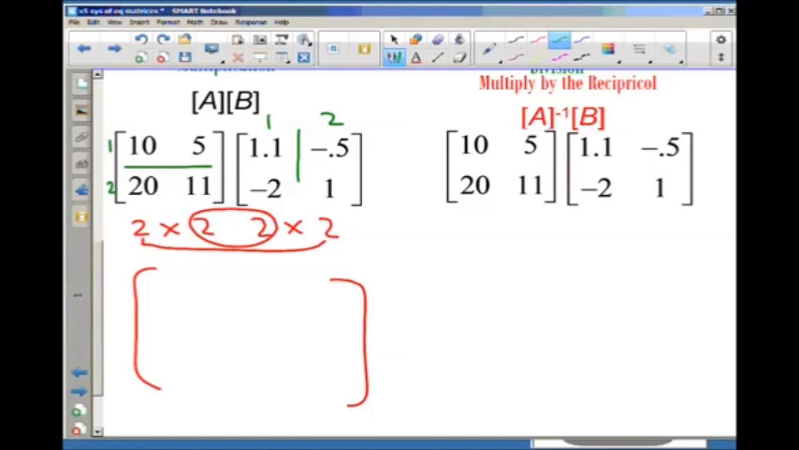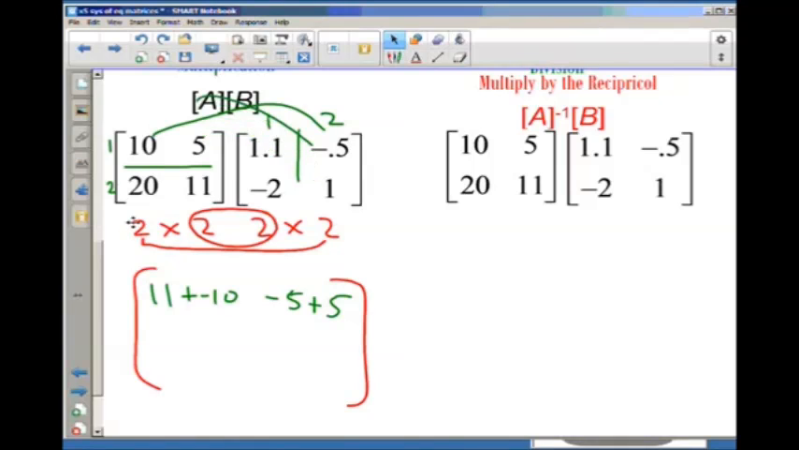So in this case, if I wanted the first row, first column element, I multiply the first row times the first column, and I work my way across and down simultaneously. So in this case, 10 times 1.1 gives us 11. And then add 5 times negative 2, negative 10. That's first row times first column. Similarly, if I go first row times second column, it'll be 10 times negative 0.5, that's a negative 5, plus 5 times 1, that's 5. And I'll continue with this process for the last two, and then we should be good to go.